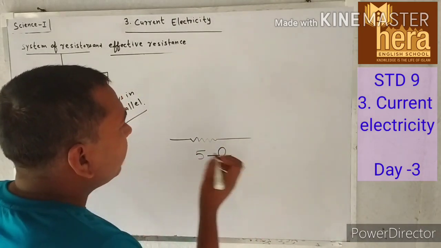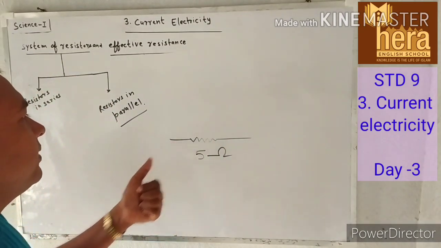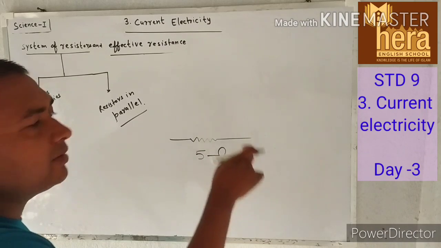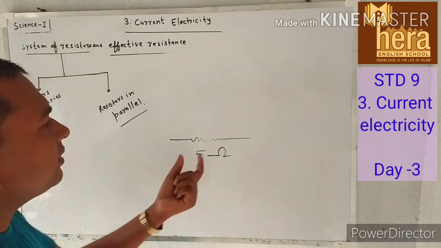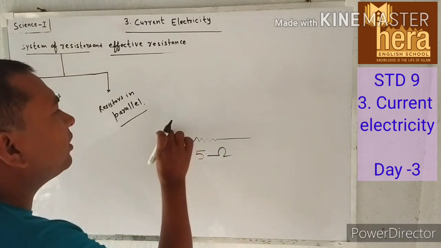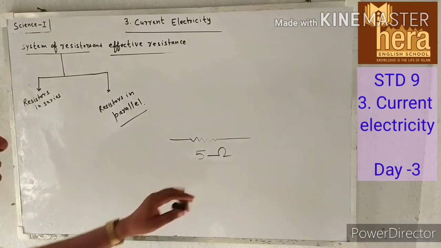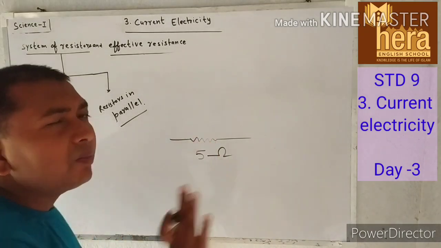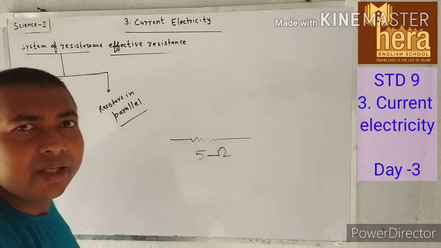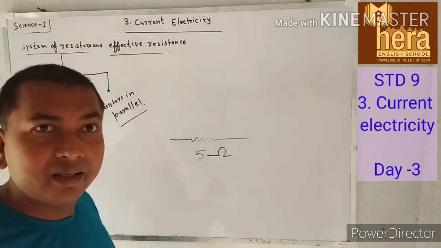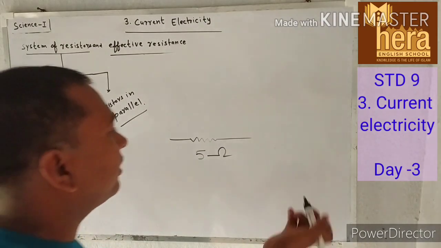A resistor has two terminals. This is the first one, this is the second one. In a resistor, we can't say this is a positive terminal and this is a negative terminal. In resistors there is no polarity. It means there is no positive or negative. But in case of a cell, there is a positive terminal and a negative terminal.